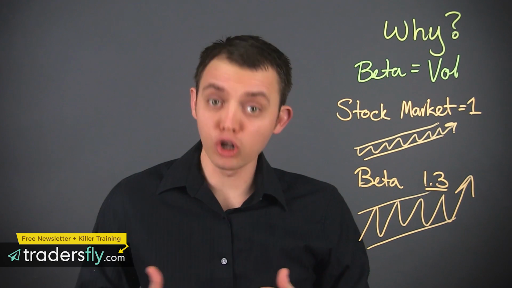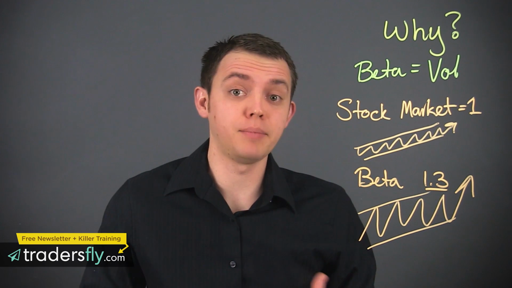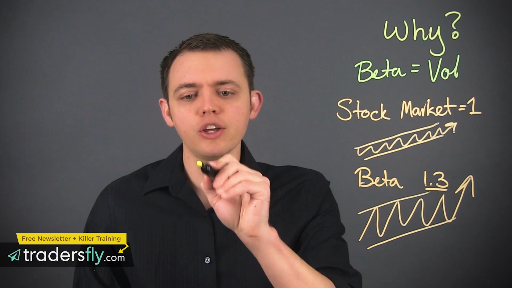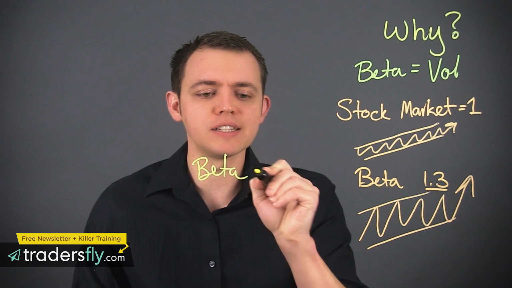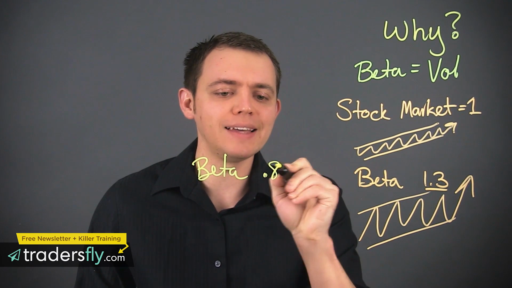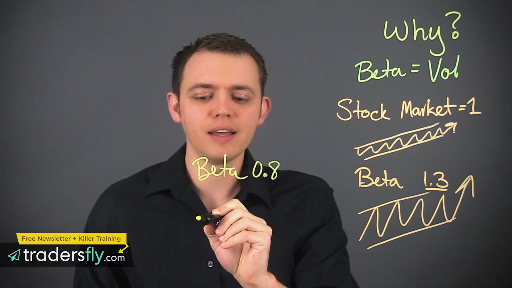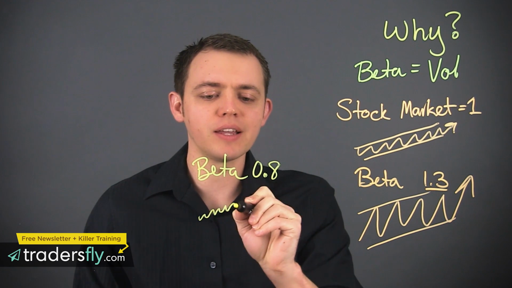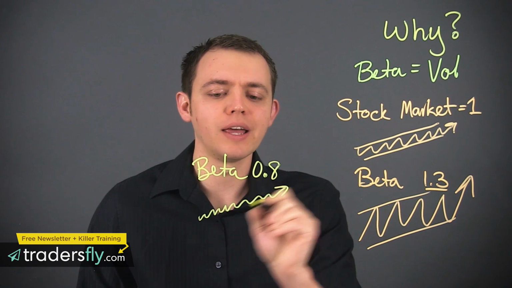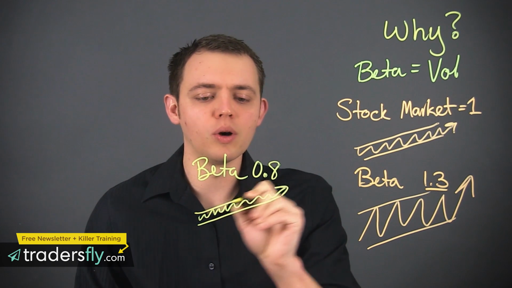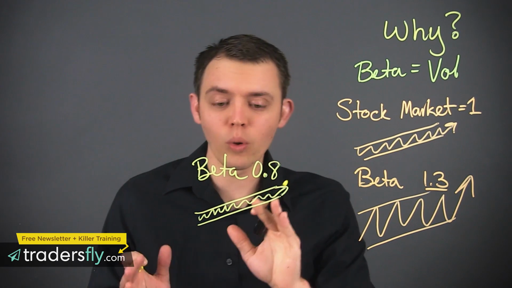Now, if we're looking for lower betas, companies like Microsoft or Procter & Gamble, with a beta of, let's say, 0.8, that volatility might be something like this. It might be very small, and it moves very slowly to the upside or the downside.